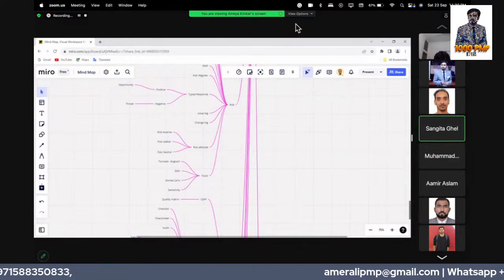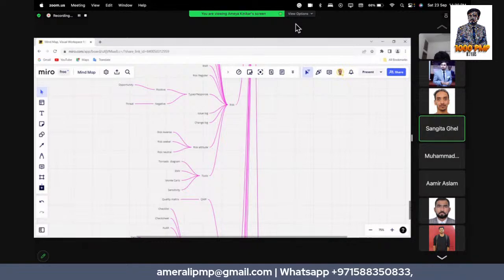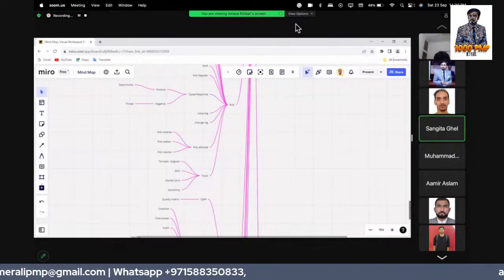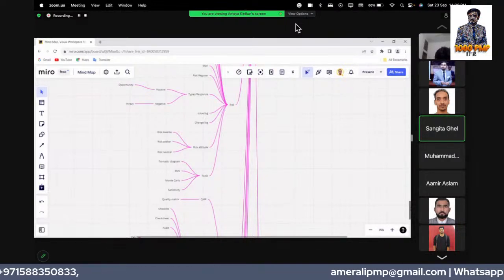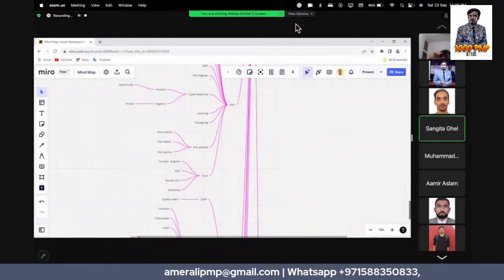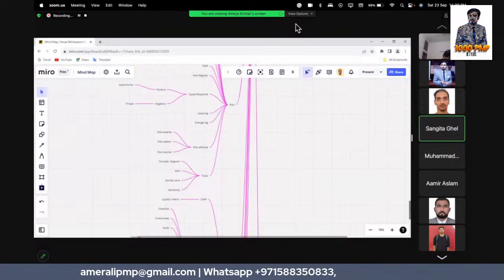Also in risk, we have active and passive methodology as a reactive mode. In active, we have a contingency plan and fallback plan. Whereas in passive, we don't have any plan, so we just accept it. This is all about risk and communications.